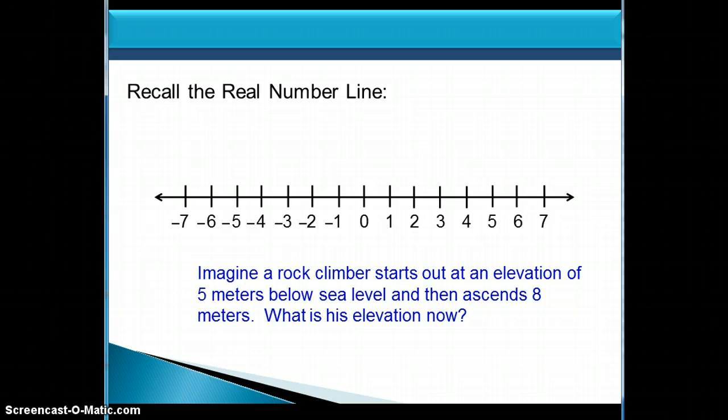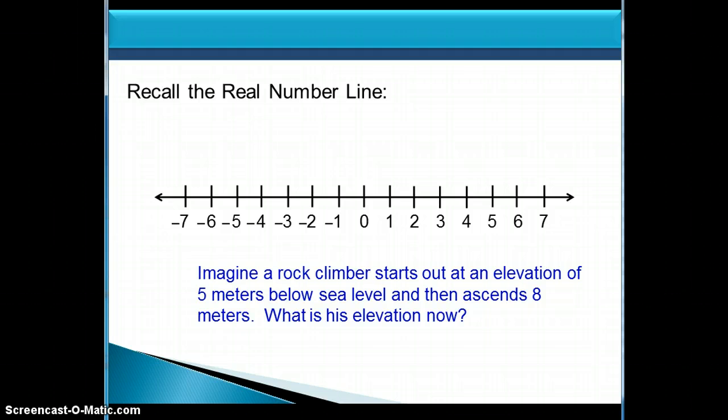Imagine a rock climber starts out at an elevation of 5 meters below sea level, so that would be represented by -5 on the real number line, and then ascends 8 meters. Ascends means he's increasing his elevation, so he is adding 8 meters to his current elevation of 5 meters below sea level, and we want to know what his elevation is now.